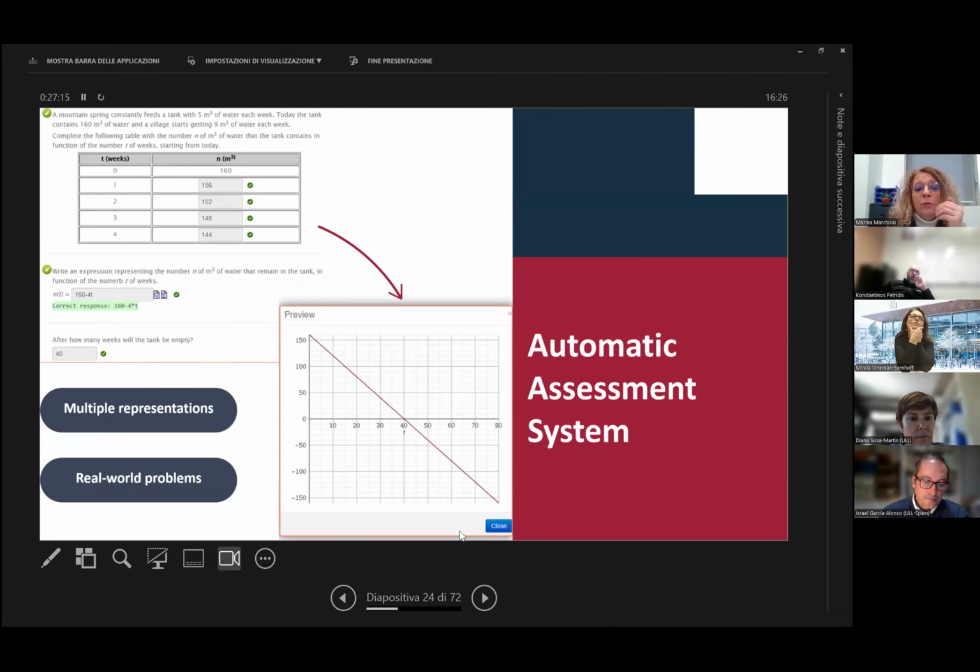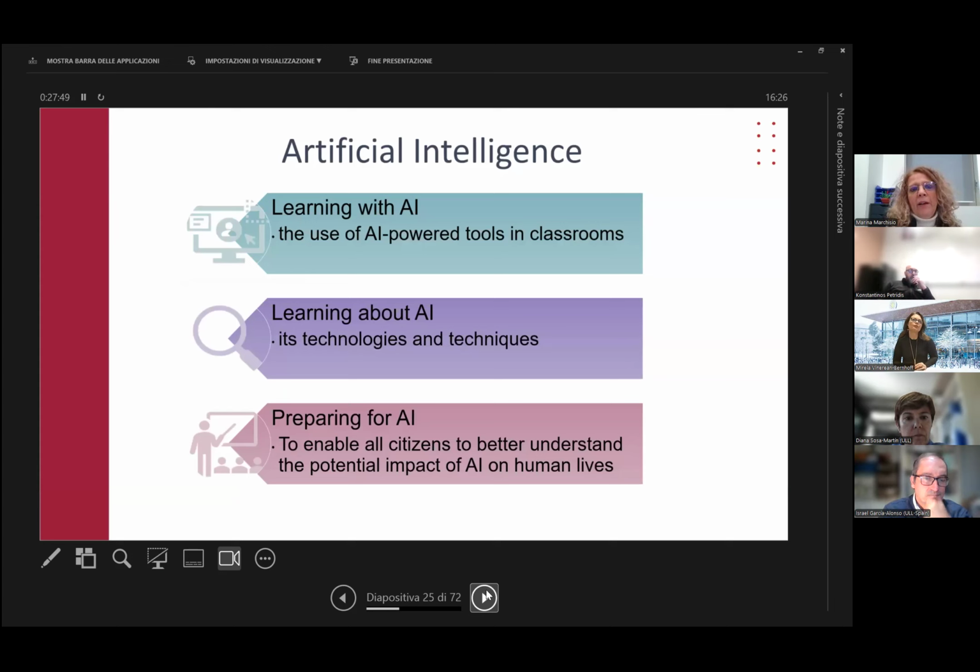It means to have a tool which allows you, in mathematics for instance, to use different kinds of representation, a numerical table, for instance, but also a geometric representation. And it means to have a tool that allows you to present real-world problems and to allow the students to solve the problems in a guided way. Of course, if I have in this technological component, I can insert also a lot of artificial intelligence tools, in particular generative artificial intelligence.